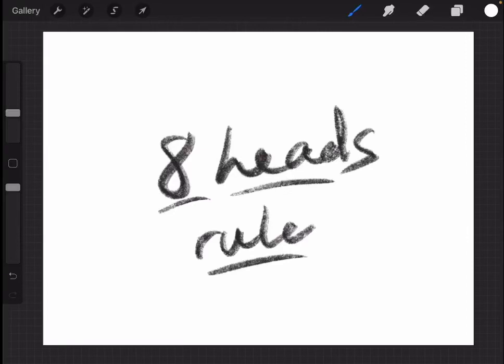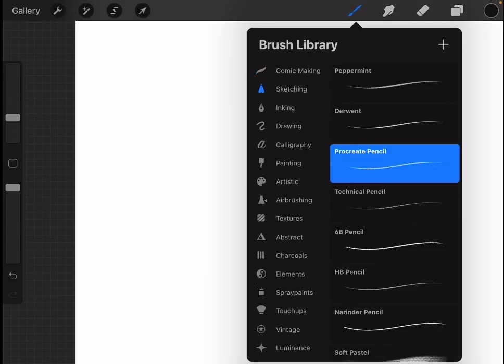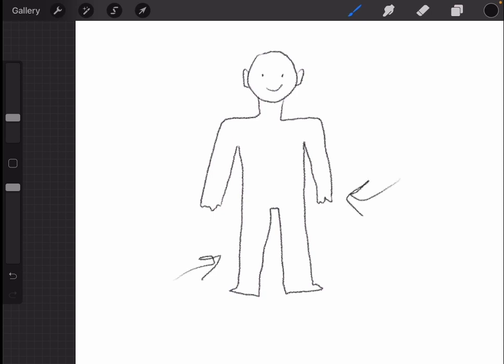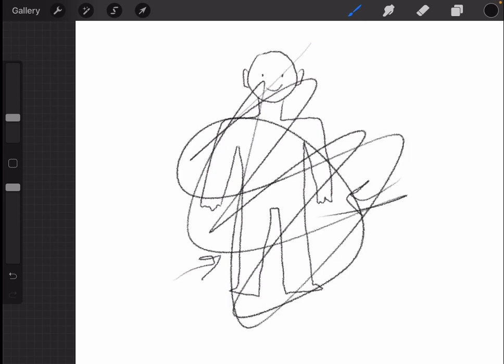The 8 heads rule. If you've ever tried drawing before, you've probably run into the problem. You're drawing a person, and you're making the body, and by the time you finish, you look at it and you're like, that is not what the human body looks like. And you're like, how do people know where things go? How do people know where to start and what the body even looks like? How do you know how long the arms are, or the legs, or anything at all?